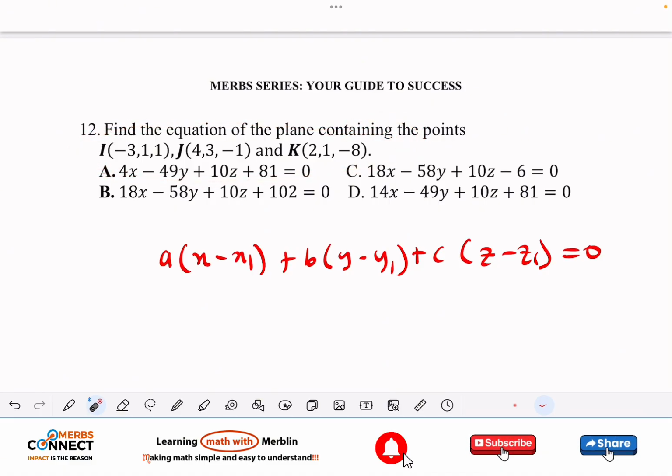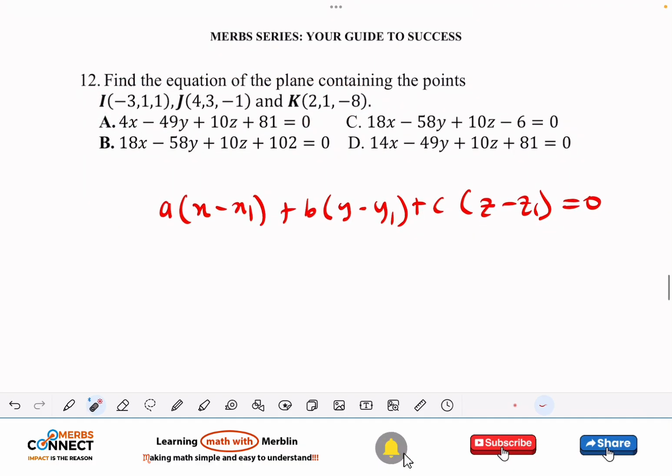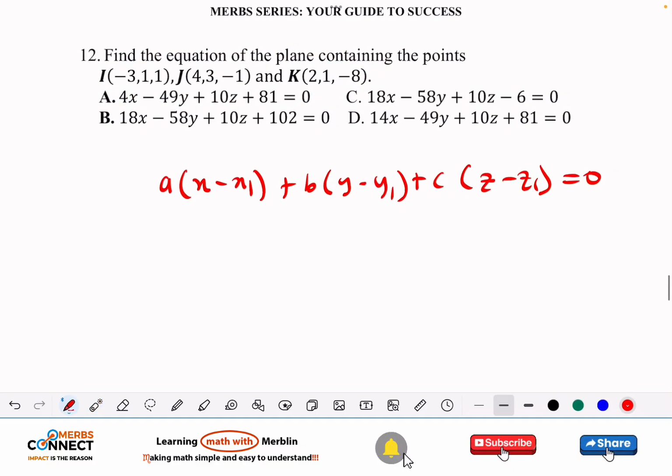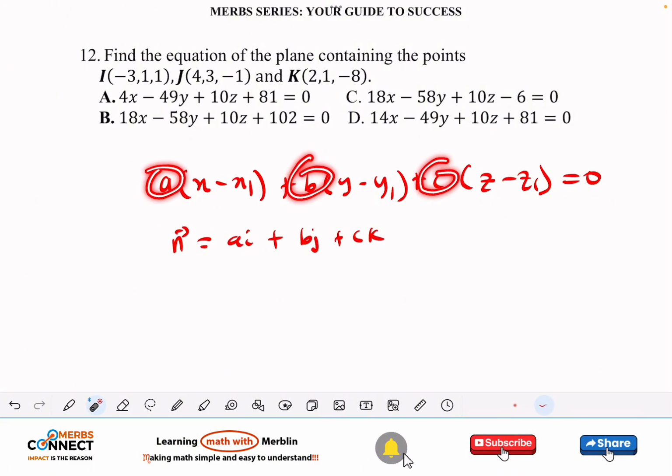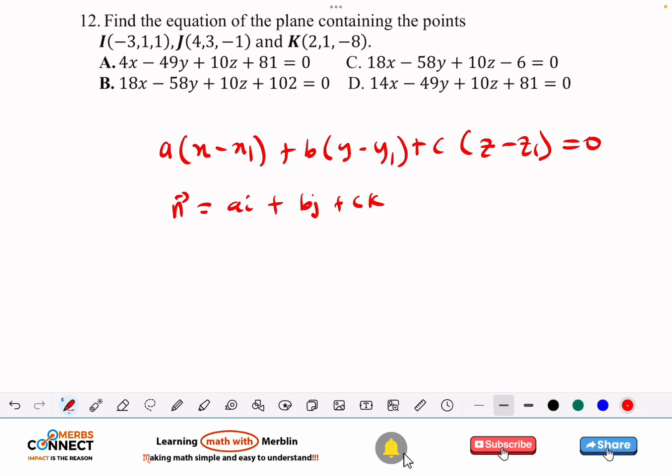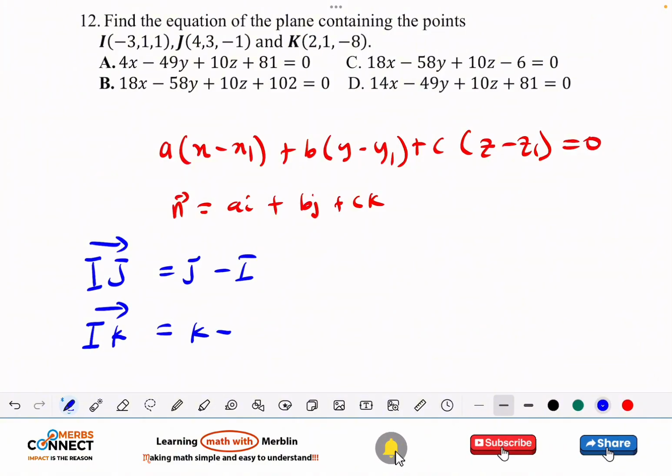So let's go and find the normal vector from ijk so that we can just use them. So the normal vector is equal to ai plus bj plus ck. So the normal vector is equal to the coefficients with the directions. So now let's try and figure it out. Since we have ijk, we are going to look for vector ij, which is going to give us j minus I. And then we are going to look for ik, which is going to give us k minus I. So that's what we are going to look for.